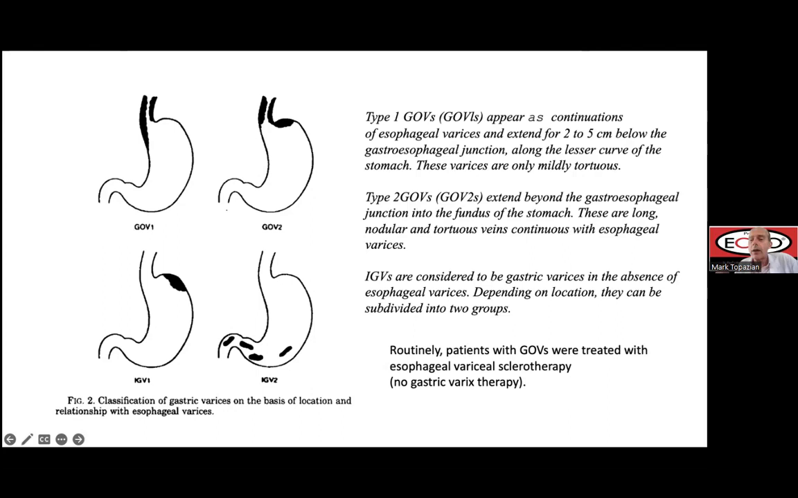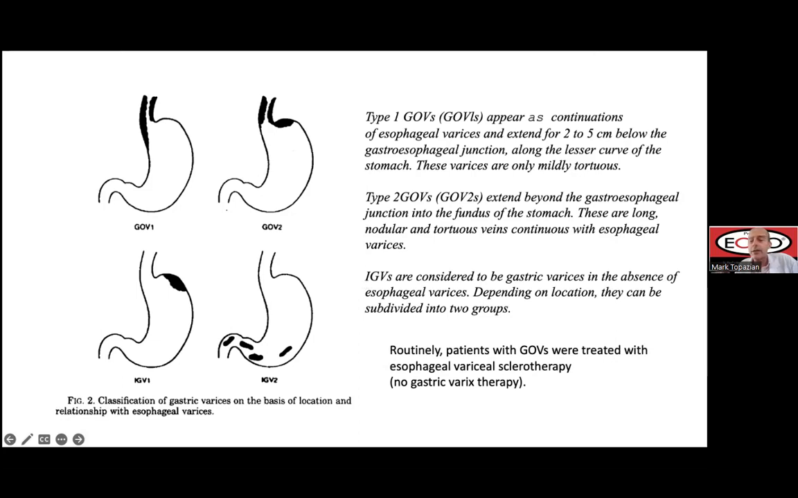GOV2 are continuations of esophageal varices that extend beyond the gastroesophageal junction into the fundus of the stomach. So they're over here on this side of the GE junction. And these are long, nodular and tortuous veins continuous with esophageal varices. So the main difference here is the location. Sometimes, as you all know, these are very large. They look like a cluster of grapes here. Other times they're smaller.